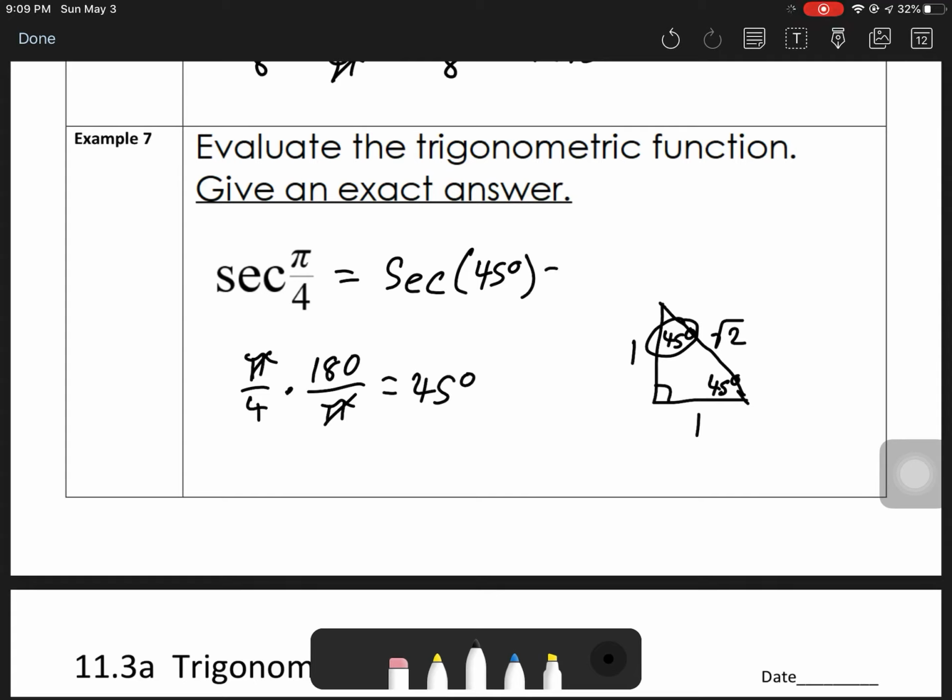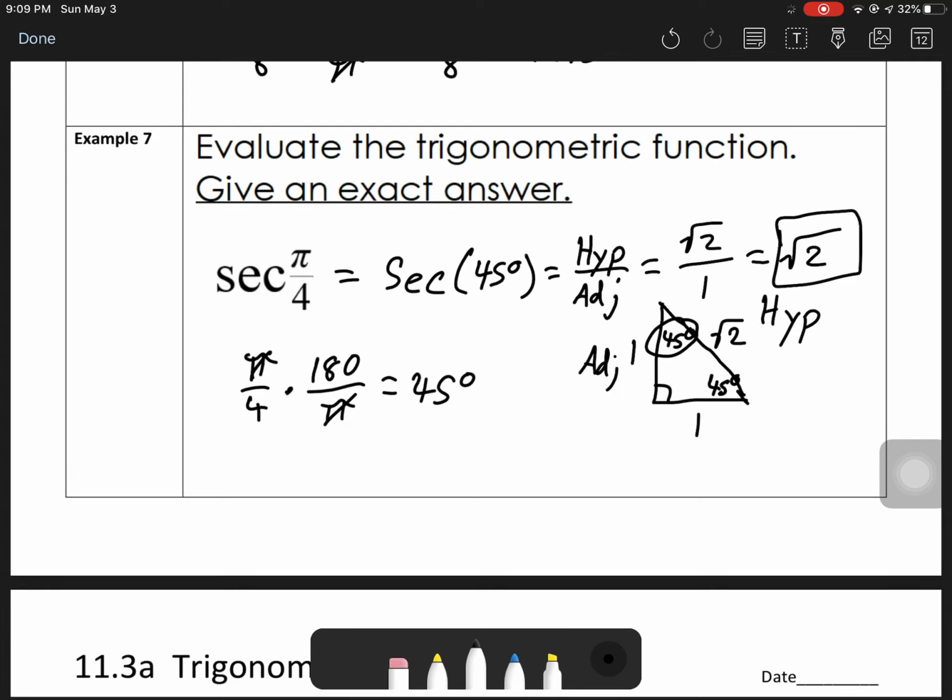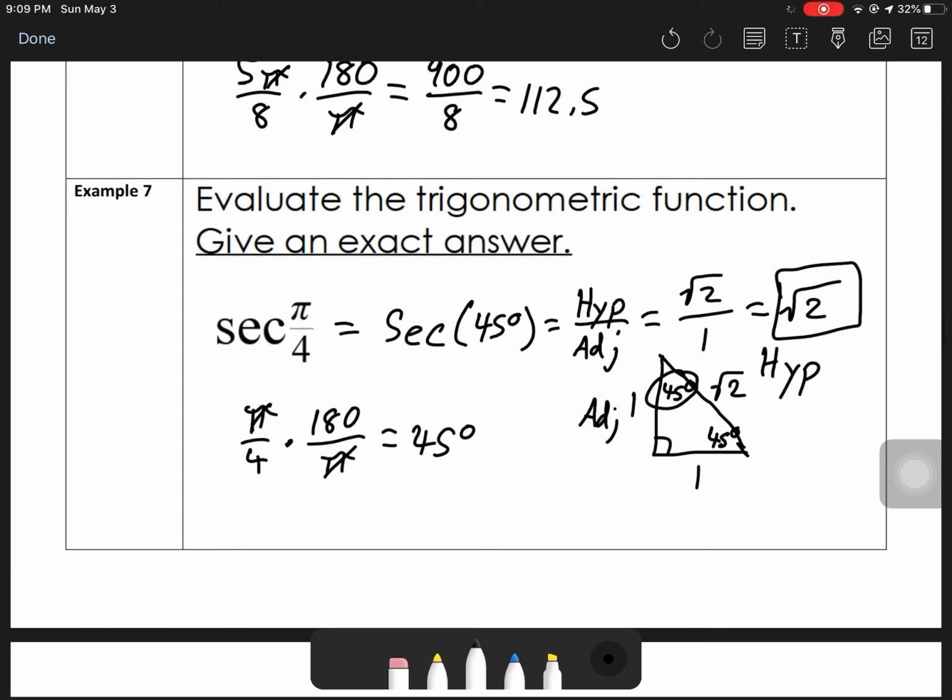But secant is the reciprocal of cosine. So if cosine is adjacent over hypotenuse, we need to figure out the hypotenuse over adjacent. So I'm just going to go ahead and label this. Here's my adjacent, here's my hypotenuse. So that means that we have the square root of 2 on top, because that's the hypotenuse, over 1. And anything divided by 1 is just itself. So our answer for this problem is the square root of 2.